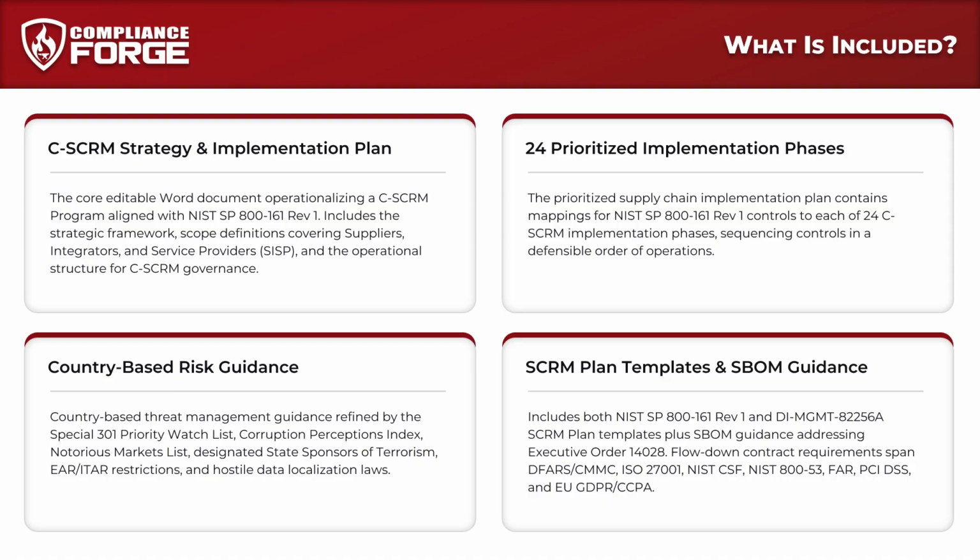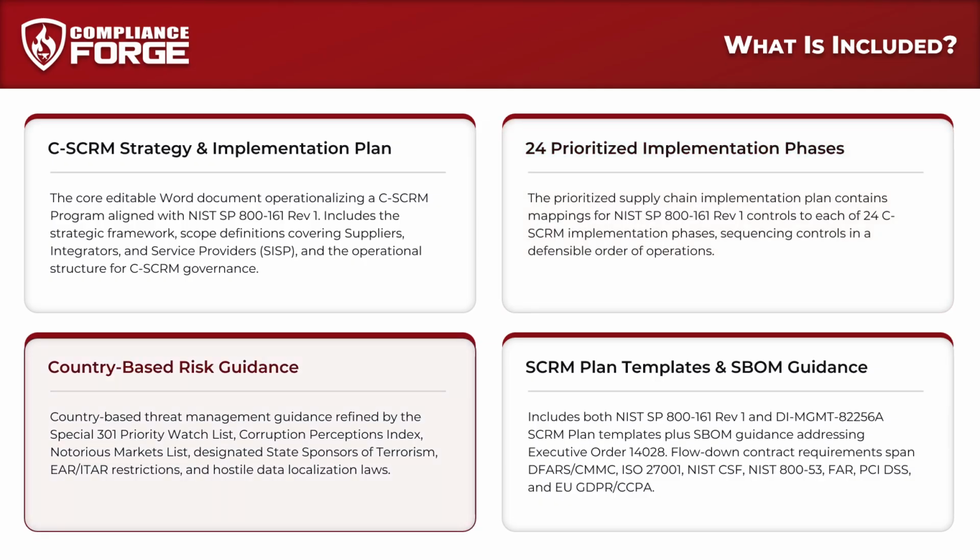So what do you actually receive? The C-SCRM SIP is delivered as editable Microsoft Word, Excel, and PowerPoint documentation. Purchase includes a single entity license and the first year of product updates. The Strategy and Implementation Plan itself: the core editable Word document with the strategic framework, scope definitions covering suppliers, integrators, and service providers, and the operational structure for governance. The 24 prioritized implementation phases with mappings for NIST 800-161 Revision 1 controls to each phase.